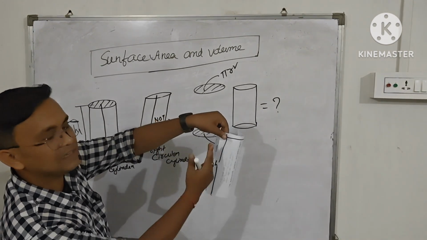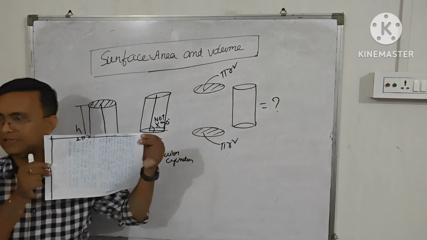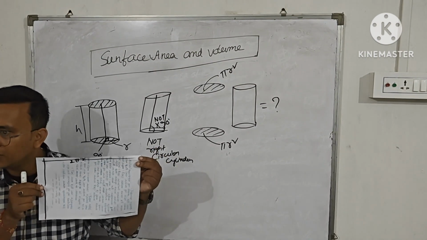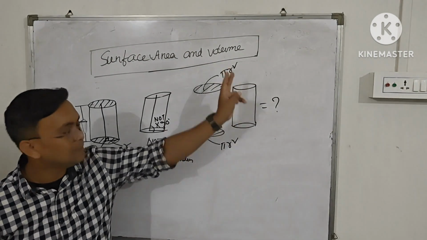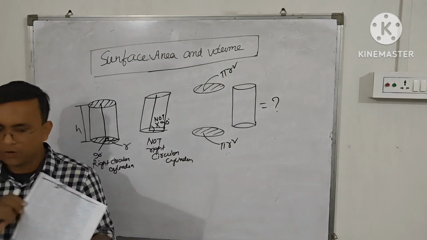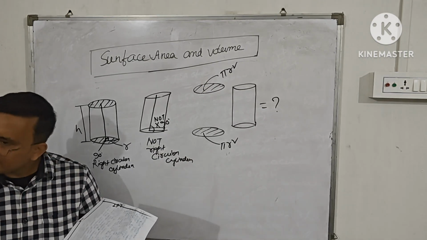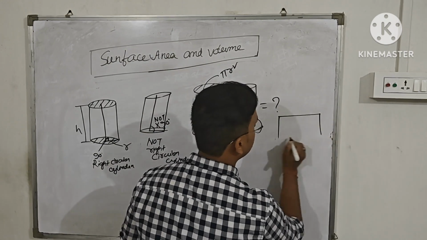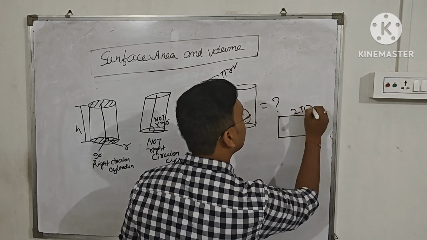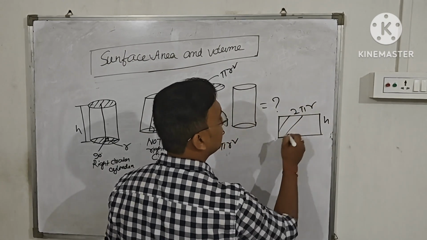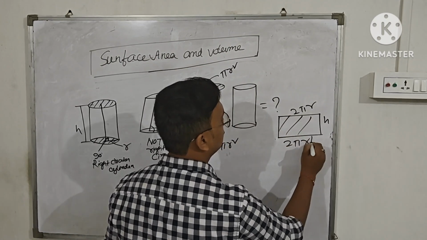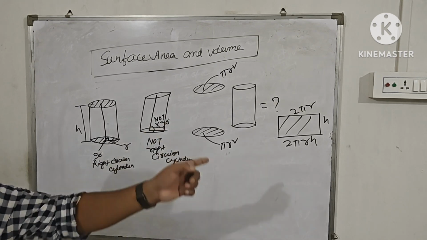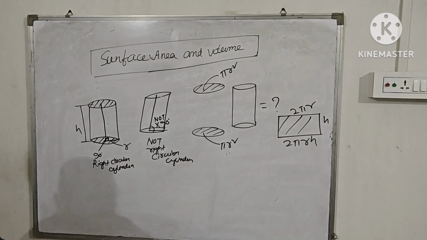Now if you cut the cylinder and open it like this, it will look like a rectangle. Where this is length, this is breadth. So if I open the cylinder, this will be 2 pi r, this will be h. So the area of this rectangle is length into breadth, 2 pi r into h. That means 2 pi r h.